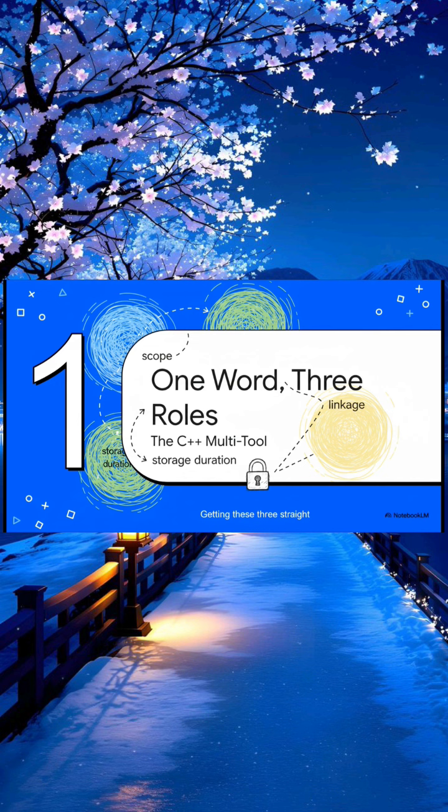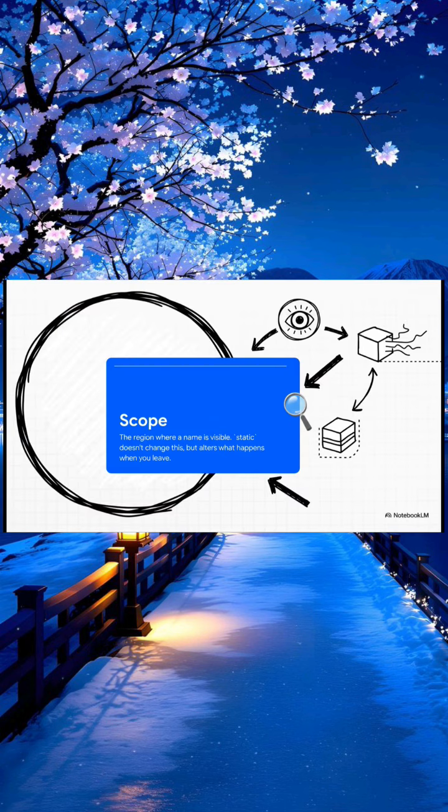Okay, so if we're really going to master static, we first need to get a handle on three fundamental concepts it messes with: scope, storage duration, and linkage. Seriously, getting these three straight is the key to unlocking everything else. First up is scope. This one's pretty simple. It's just about where in your code a variable's name is actually visible.